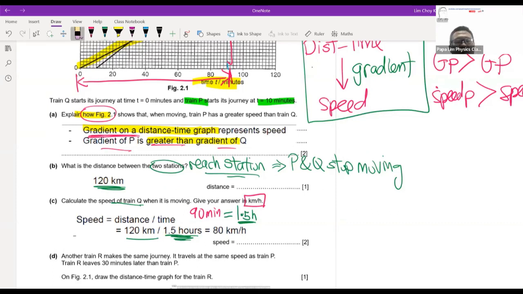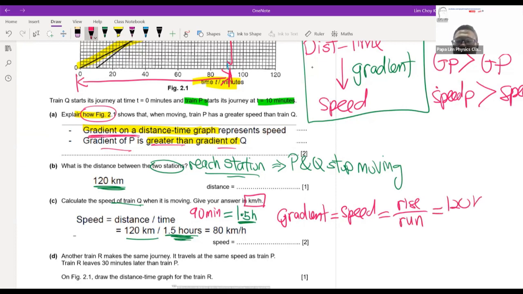If you don't like the way this is presented, you can look at it this way. You can say that the gradient, which is the speed, is rise over run, which is 120 kilometers divided by 1.5 hours. So it will give you the same answer, 80 kilometers per hour. Same concept as before.